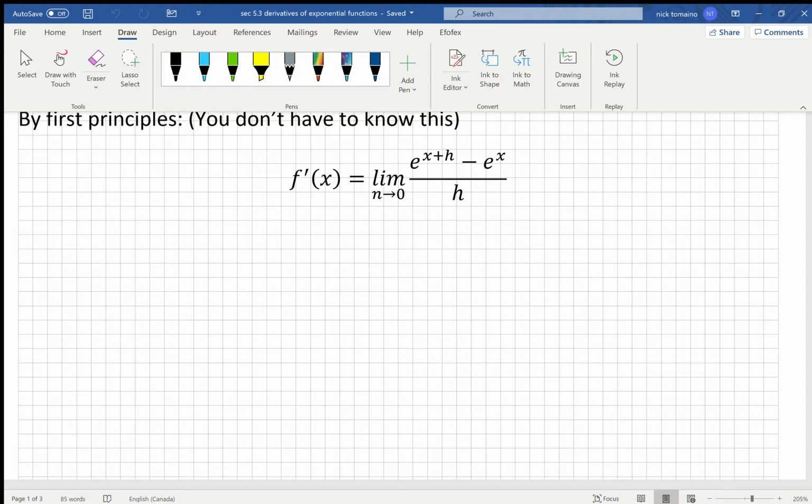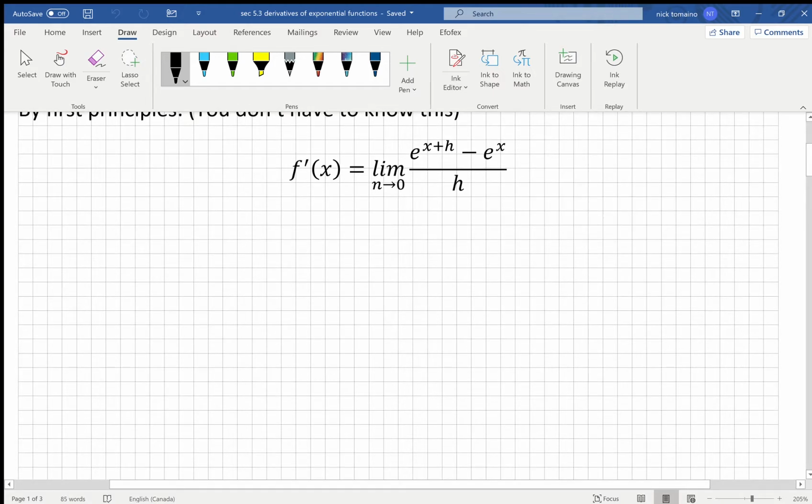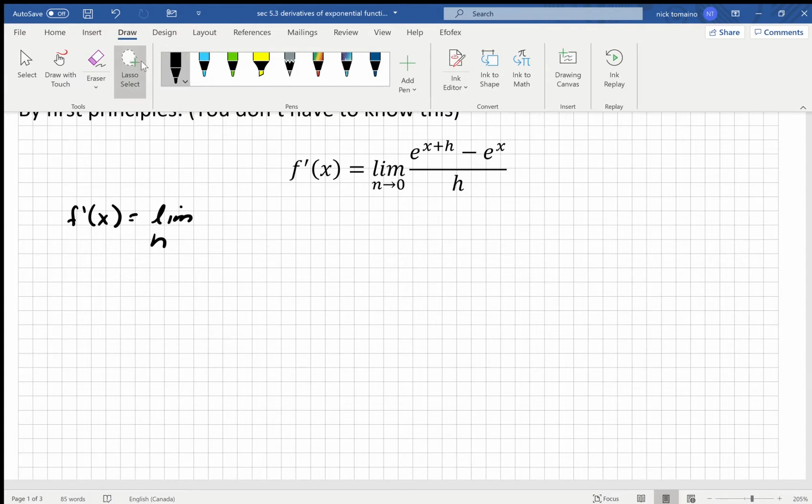So we're going to start off by first principles to figure out what the derivative of e to the x is. And no, you do not have to know this, but I'm going to show it for your enjoyment. So here we go. We're going to start off and rewrite this. That's supposed to be an h, not an n. Okay, that's an h right there. And we're going to write it as e to the x times e to the h, that's exponent laws, minus e to the x all over h.